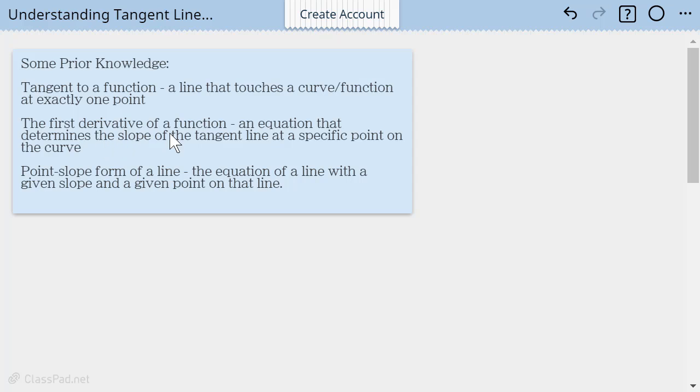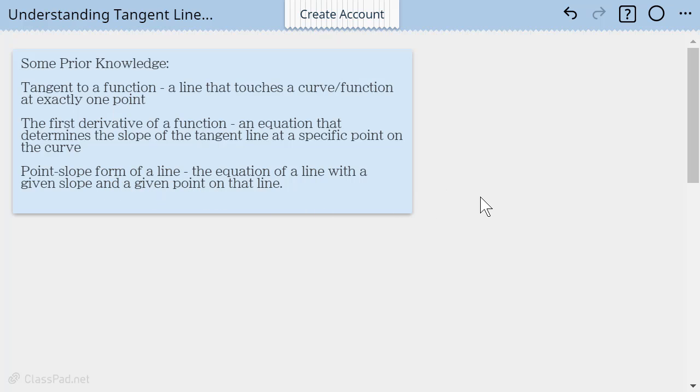The first derivative of a function is an equation that helps you determine the slope of a tangent at any given point. So again, if you plug in the point value for a variable, you're going to find the slope of the tangent at that point. And we'll talk about this in a minute. And then point slope form is some prior knowledge: once I can find the slope of a given tangent point, I can create the function for the tangent using my point slope form.